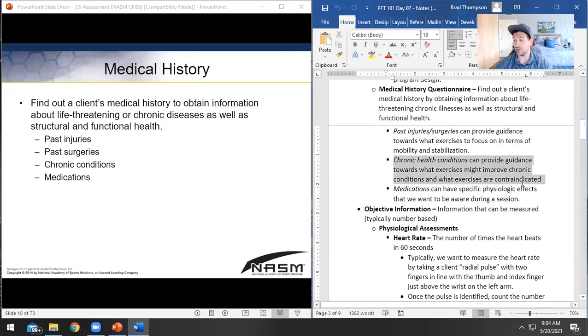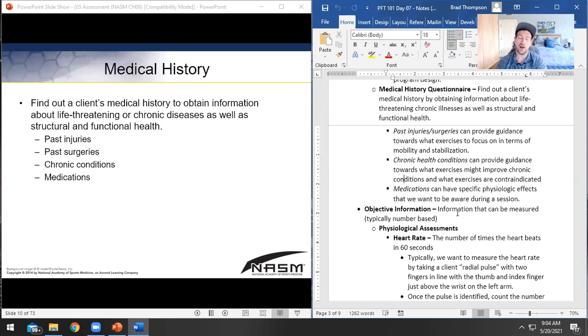It could also be chronic health conditions. That's going to give us a little bit of information about where we should direct our focus when it comes to writing a program. If they have, let's say, diabetes, we focus on high intensity exercise so we can burn through their glycogen stores. If they have coronary artery disease, we focus on low intensity exercise because we don't want to push their heart too hard, and we're trying to go for duration. We're trying to go for endurance. So everybody's going to be a little bit different.